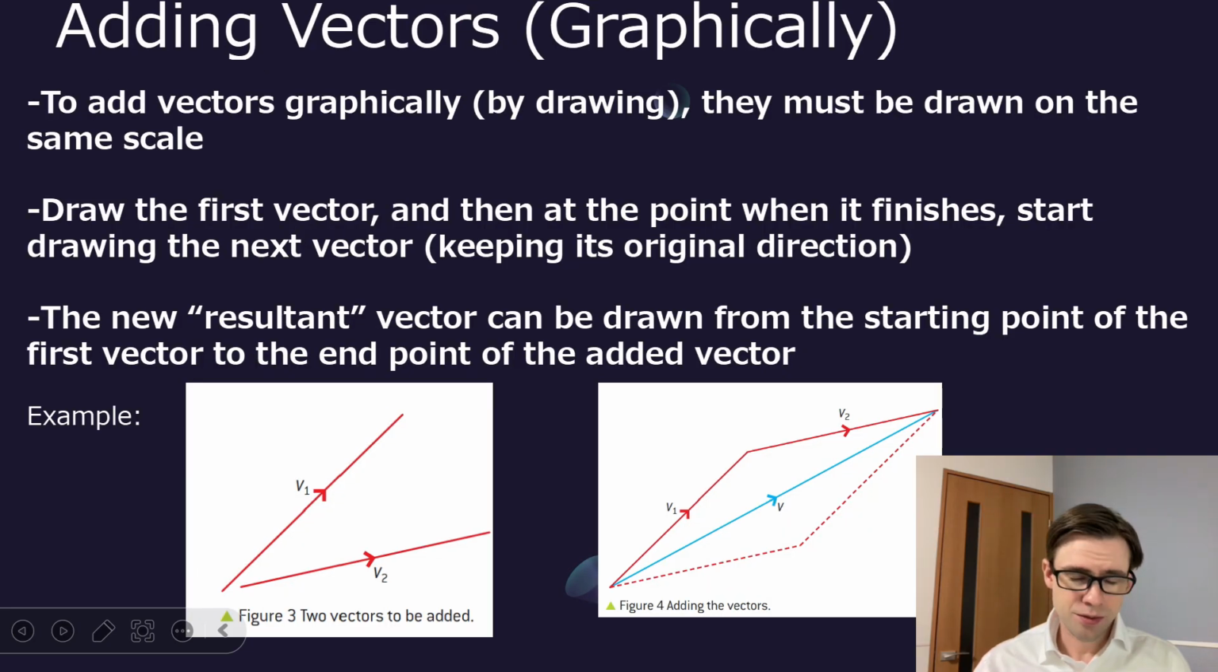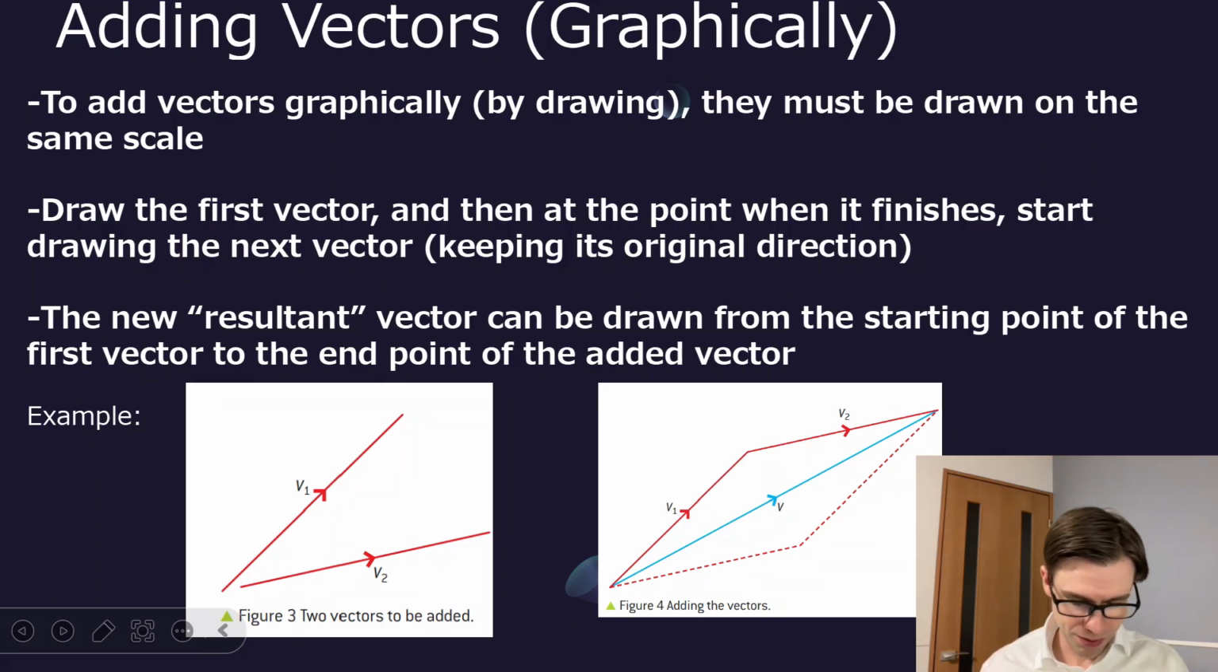Now, we can do mathematical operations with vector quantities as well as scalar quantities. So to add vectors graphically, this is what we're going to be doing in chemistry here by drawing, they must be drawn on the same scale, which we can generally do. We're going to take the size of the electronegativity difference, I think, the size of the dipole moment to be the size of our vector arrow, and then the direction is the direction that the bond exists. So draw the first vector, then at the point when it finishes, start drawing the next vector, keeping its original direction. The new resultant vector can be drawn from the starting point of the first vector to the end point of the added vector.